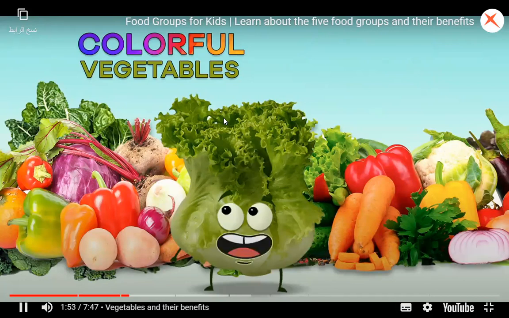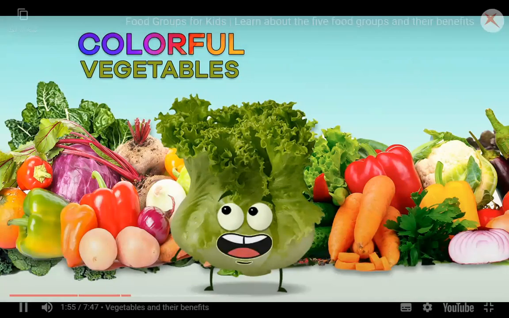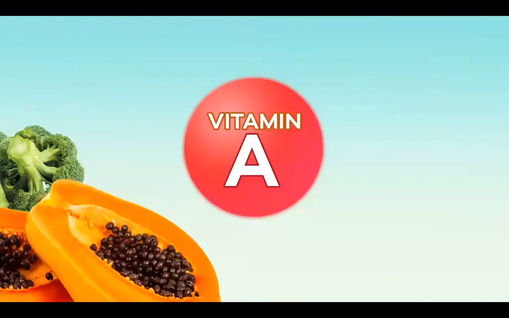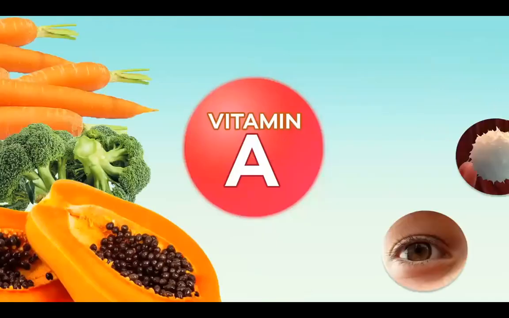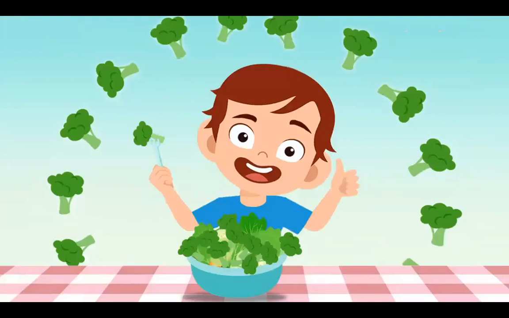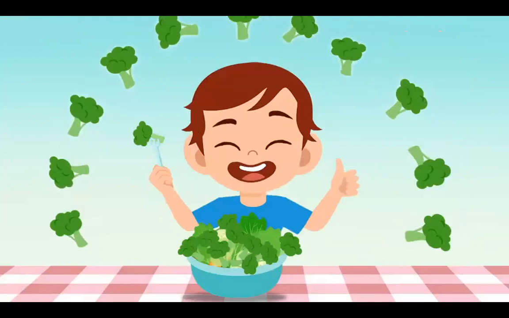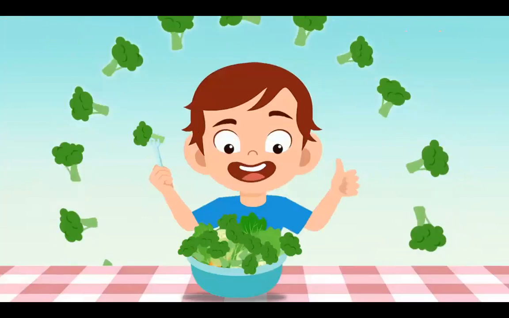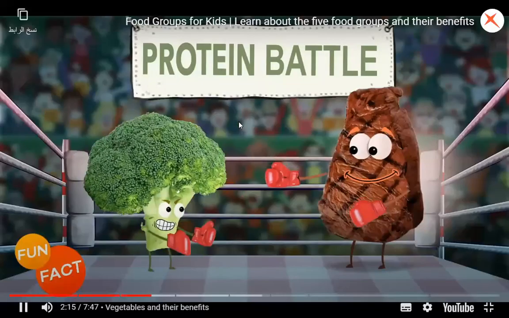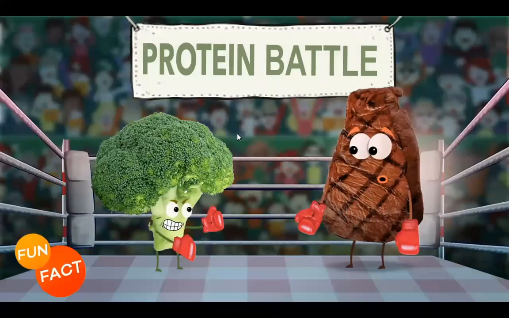The more colorful vegetables are, the more vitamins and minerals they have, like vitamin A, which helps your eyes, white blood cells, and skin. So, the next time you wrinkle your nose at a piece of broccoli, remember that it is super good for your eyes. Fun fact, broccoli has more protein than steak.